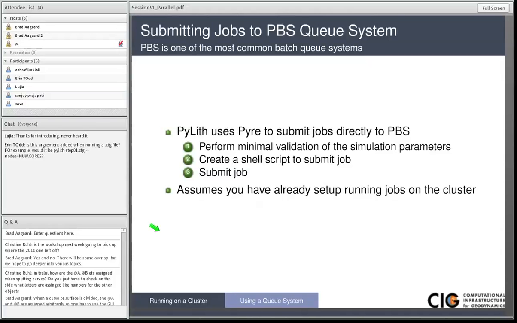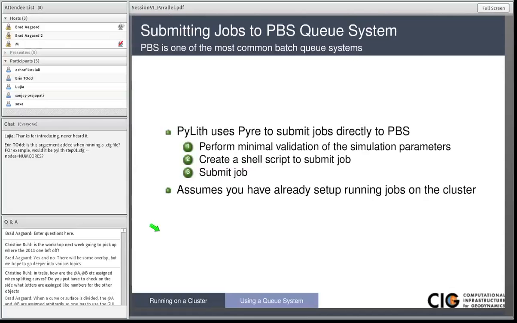run a parallel job on a cluster. As I mentioned before, PyLith uses Pyre to submit jobs directly to the batch queue system. I'm going to go through the PBS queue system. The user manual contains some information about using the LSF queue system. PBS is one of the most common batch queue systems. It's also known as Torque MAUI on a number of clusters, depending on which version was installed.